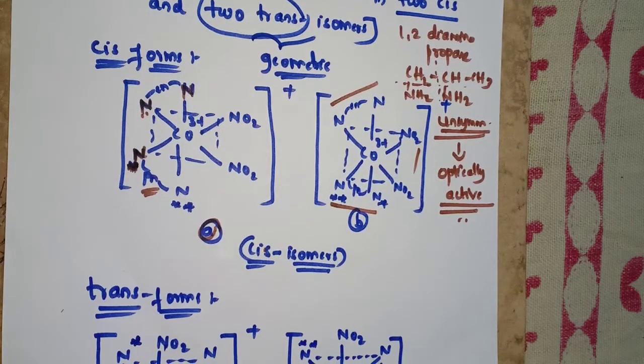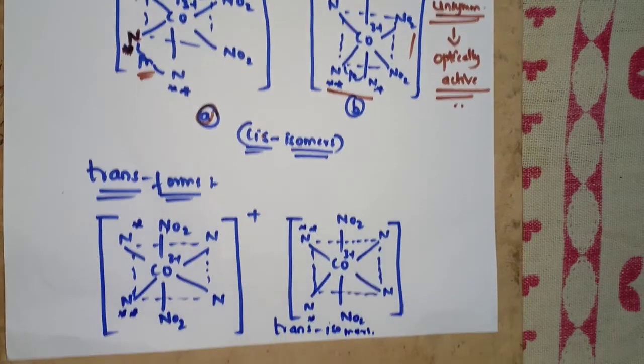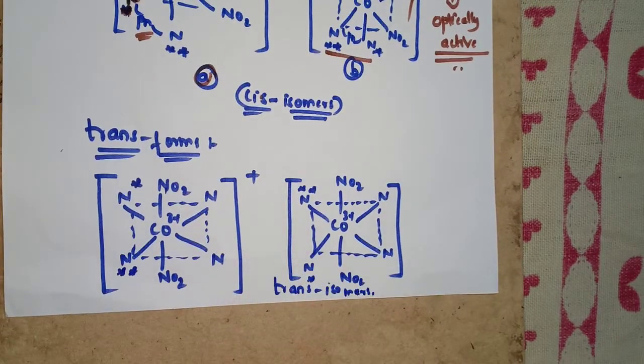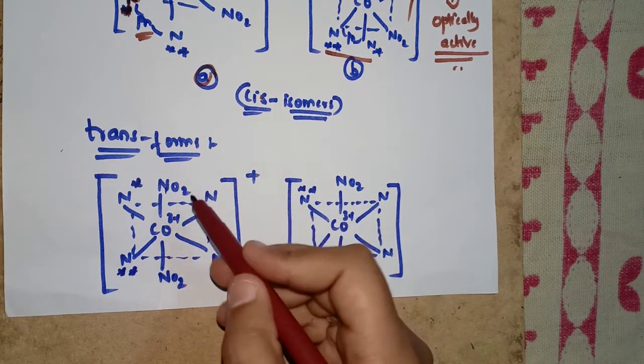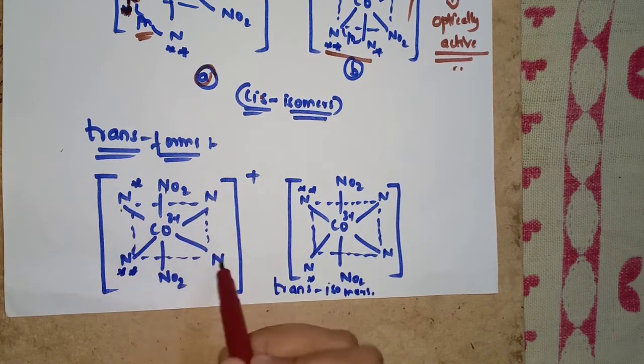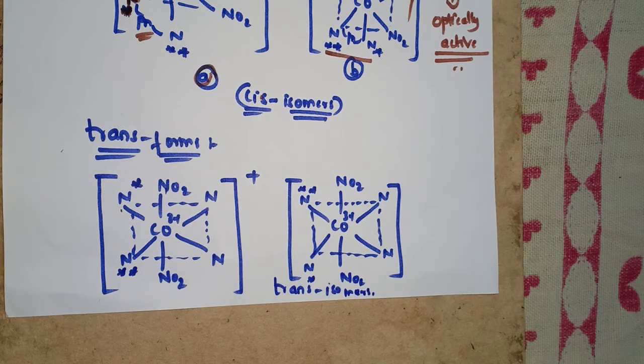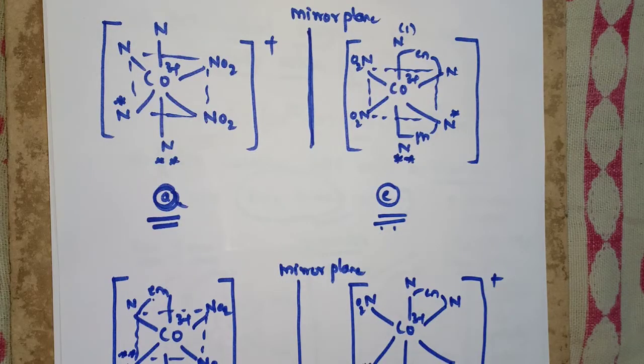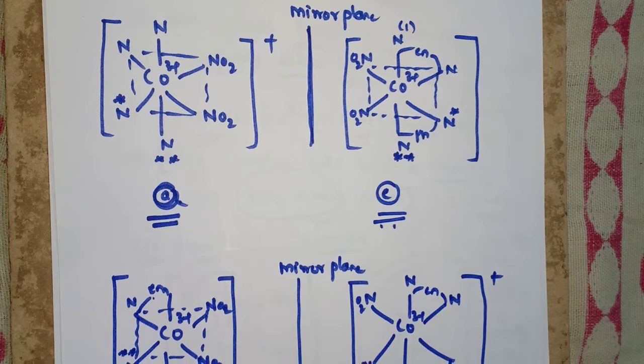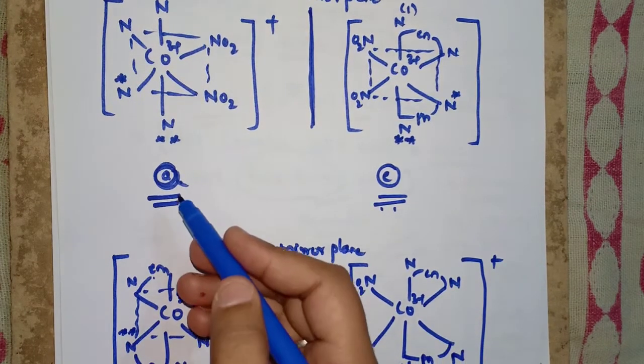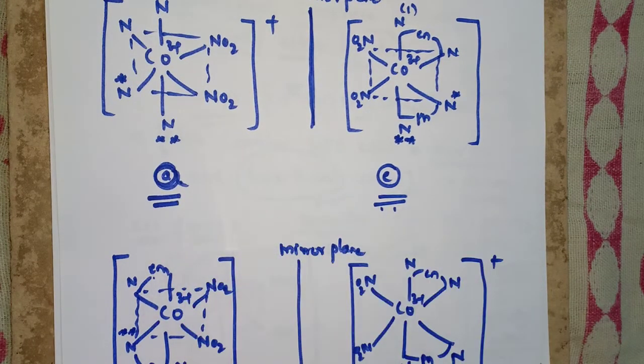If you see the trans form, here like ligands are opposite to each other: NO2, NO2, N, N, N, N, like this. This is the difference between the cis form and the trans form. Cis forms will show optical isomerism. These are the optical isomers of the cis form. These two cis forms will exhibit optical isomers.